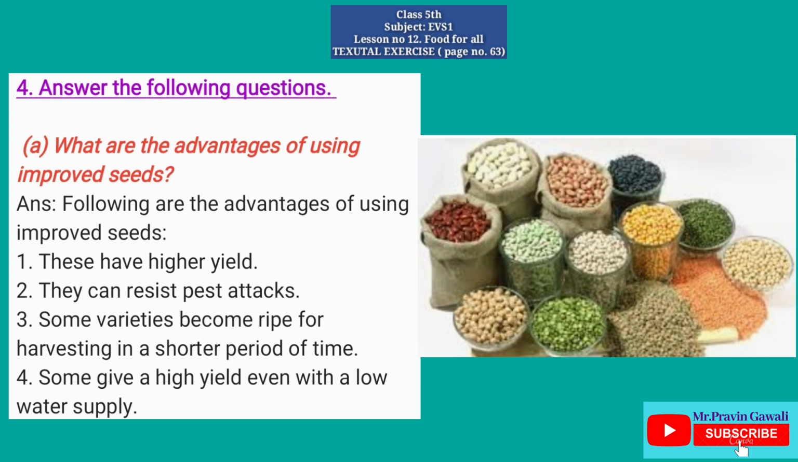Now, the fourth question. Answer the following questions. A. What are the advantages of using improved seeds? The answer is, following are the advantages of using improved seeds. 1. These have higher yields. Second, they can resist pest attacks. Third, some varieties become ripe for harvesting in a shorter period of time. Fourth, some give a high yield even with a low water supply.